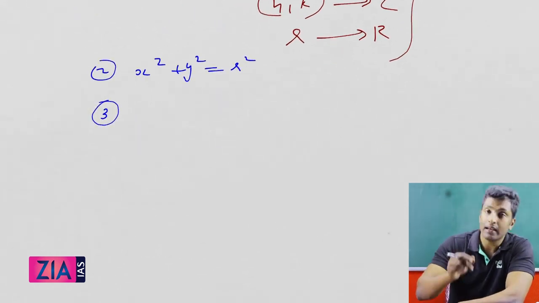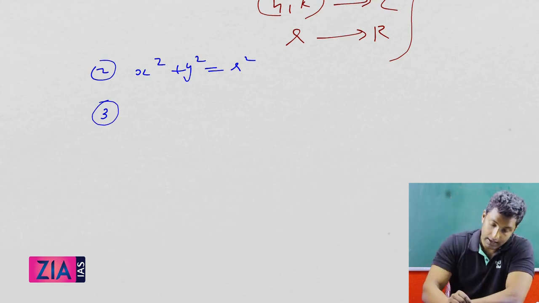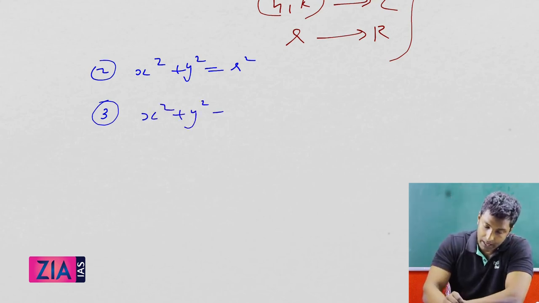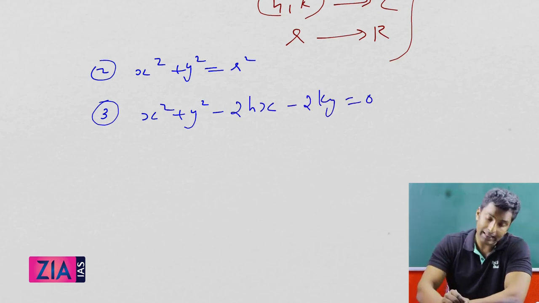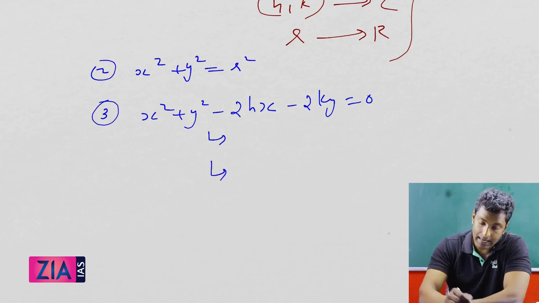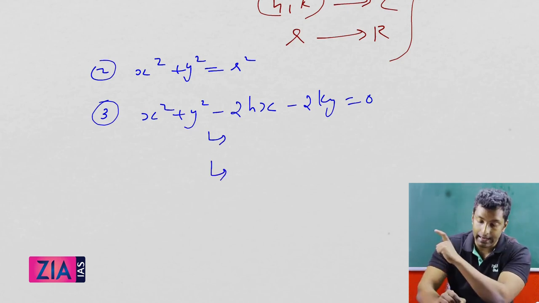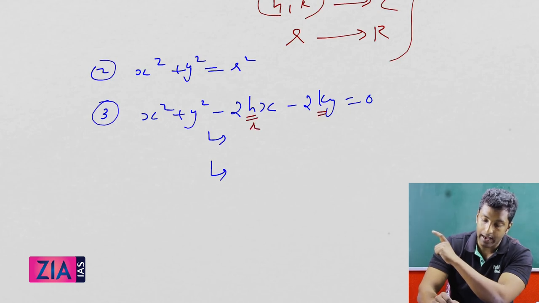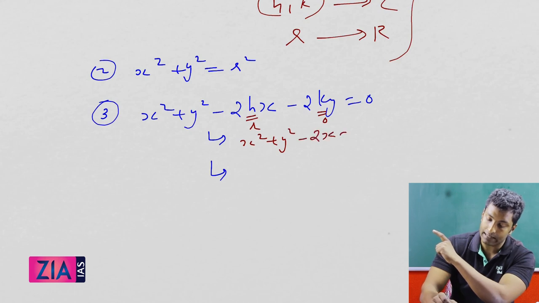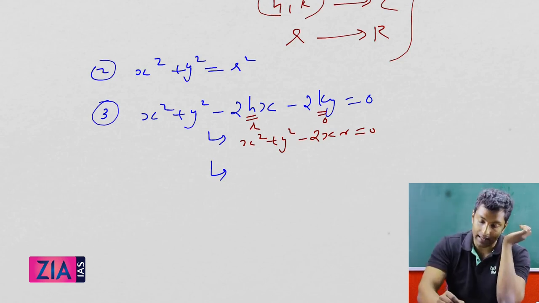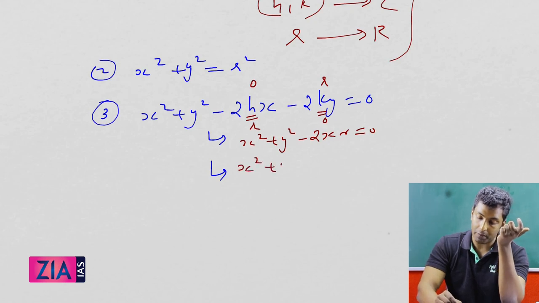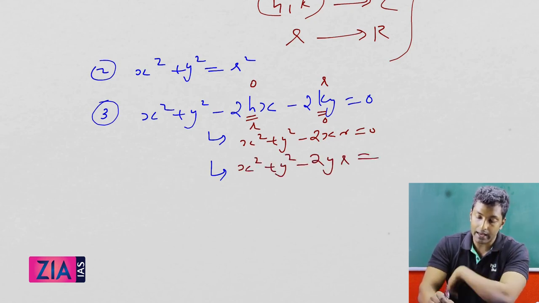Third case, what we have seen, the circle passing through origin. That means x square plus y square minus 2hx minus 2ky equal to 0. In that we have seen two sub cases. The first case is center at x-axis. Center at x-axis means h is equal to r and k equal to 0. What is the answer then? x square plus y square minus 2xr equal to 0. And again the circle passing through origin, center at y-axis, then h is going to be 0 and k is going to be r. So what you are going to get? x square plus y square minus 2yr equal to 0.